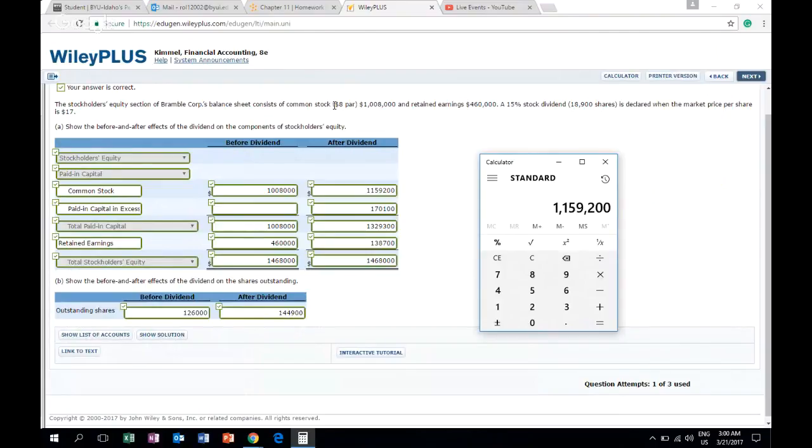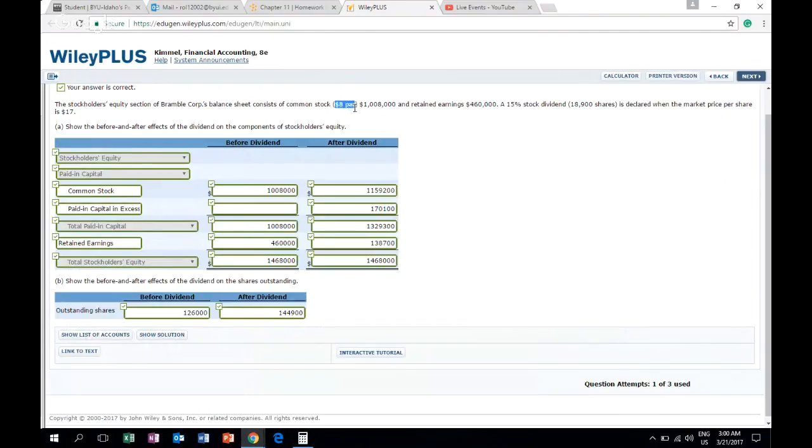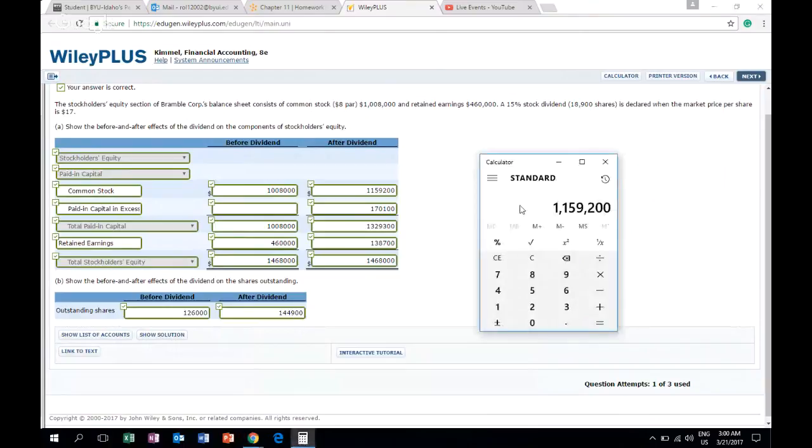which is this given number from the common stock. Make sure you use that number, not the price per share when the dividend happened. And that gives me 1,159,200.